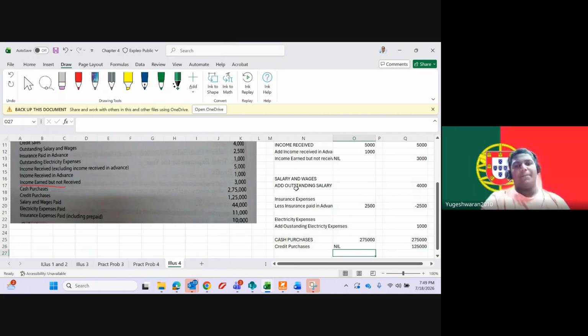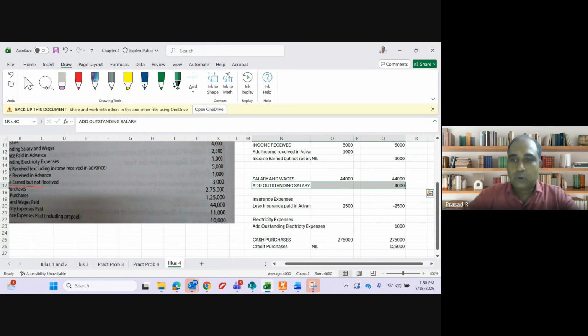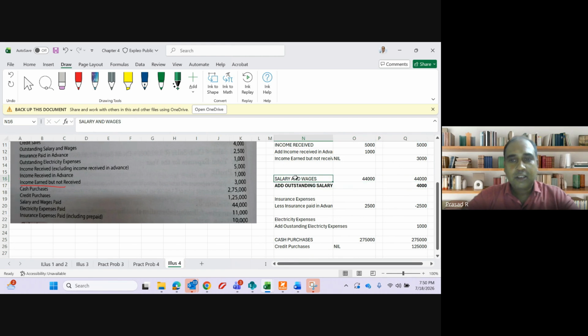Salary and wages paid. How much? 44,000. It will come under cash basis also, and under accrual basis also. If you see under accrual basis, we have already added outstanding salary because it came before. So we have already added outstanding of 4,000 rupees. My total expenses under accrual will also include outstanding salary. Am I clear, guys?